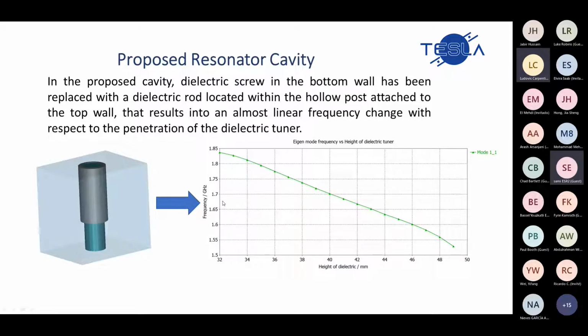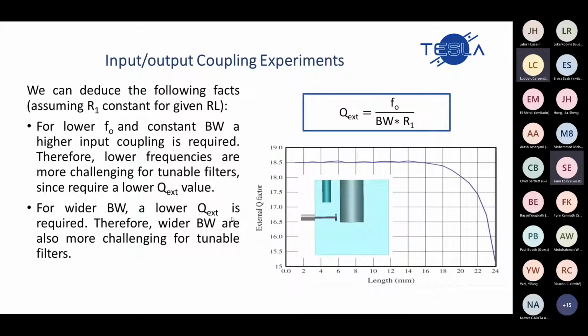So we move further with this resonator topology to design our filter. The next step was to design an input coupling topology in order to compensate the response of the filter throughout the tuning range. For this purpose, we use this formula.